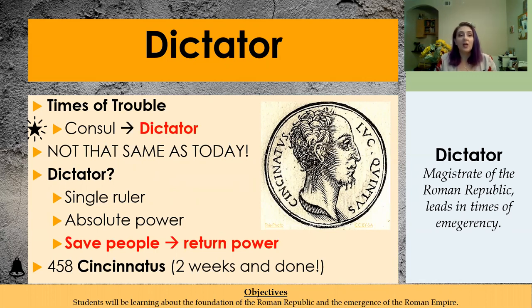And actually in 458 BCE, Cincinnatus did this. There was a big crisis and a war, and for two weeks, Cincinnatus took control, was the dictator, got everything in order, organized it all, and then gave back power. We'll find out later on that that's not how it ended up working in the long run, but the idea was that if there was something happening that they absolutely needed someone to rule and not have any fighting or assemblies or voting, this is how they would do it.